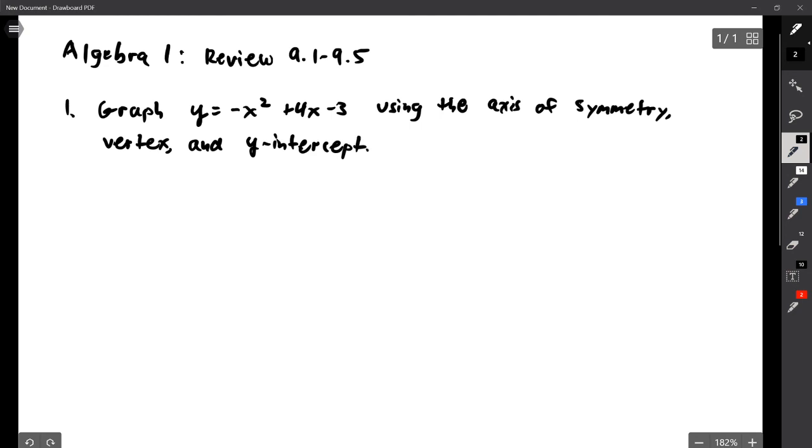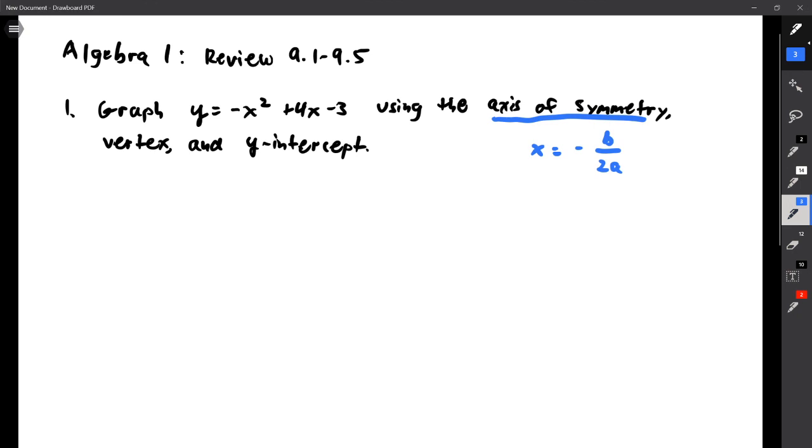Okay, so we want to find these three things. Now you might recall the axis of symmetry. We have an equation that is x equals negative b over 2a. And that x equals, that is the x value of the axis of symmetry. It also graphs a vertical line, straight up and down, that is negative b over 2a.